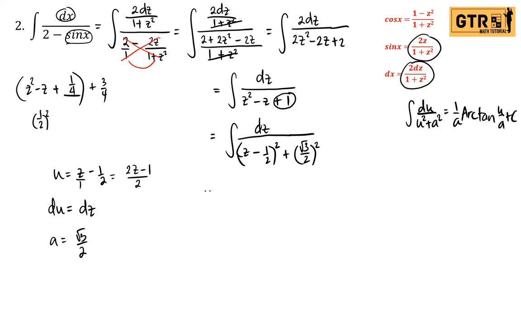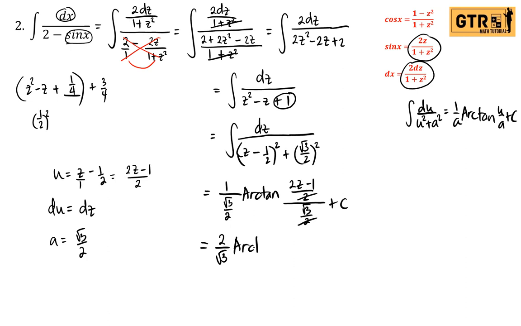So therefore, the answer will be 1 over a. 1 over a, the value of a is square root of 3 over 2. And then we have arctangent u over a. So we have 2z minus 1 over 2 all over a, which is square root of 3 over 2 plus c. So simplify. So we just cancel the 2. So cancel the 2. And then for this, so 1 over square root of 3 over 2. So the 2 will go up here. So the final answer will be 2 over square root of 3.